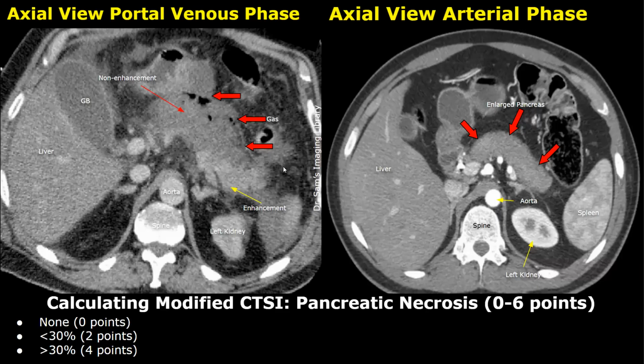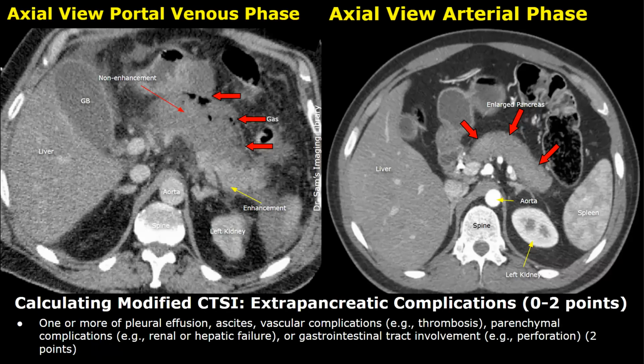The second category is about pancreatic necrosis. If there is no necrosis, 0 points are given. If the necrosis is less than 30%, 2 points are given. If the necrosis is greater than 30% of the pancreatic parenchyma, 4 points are given.